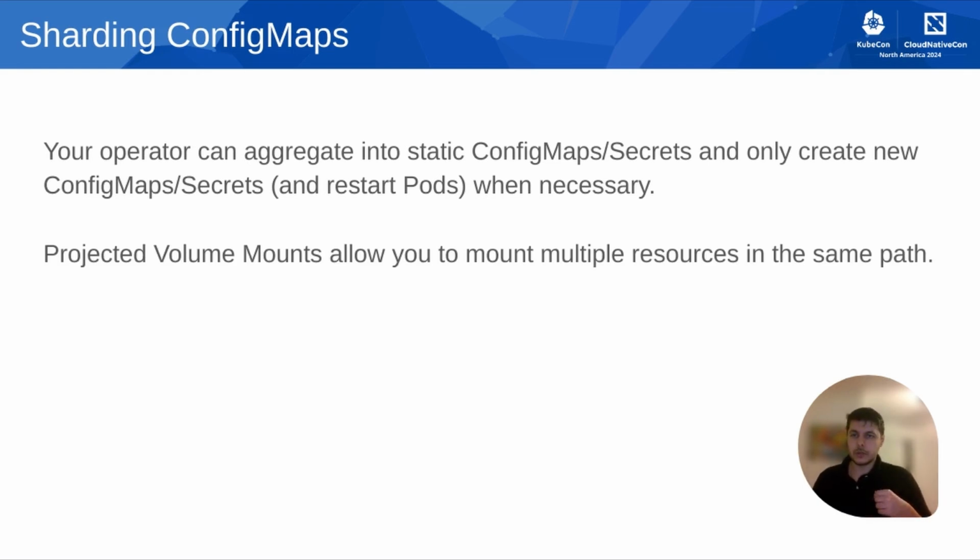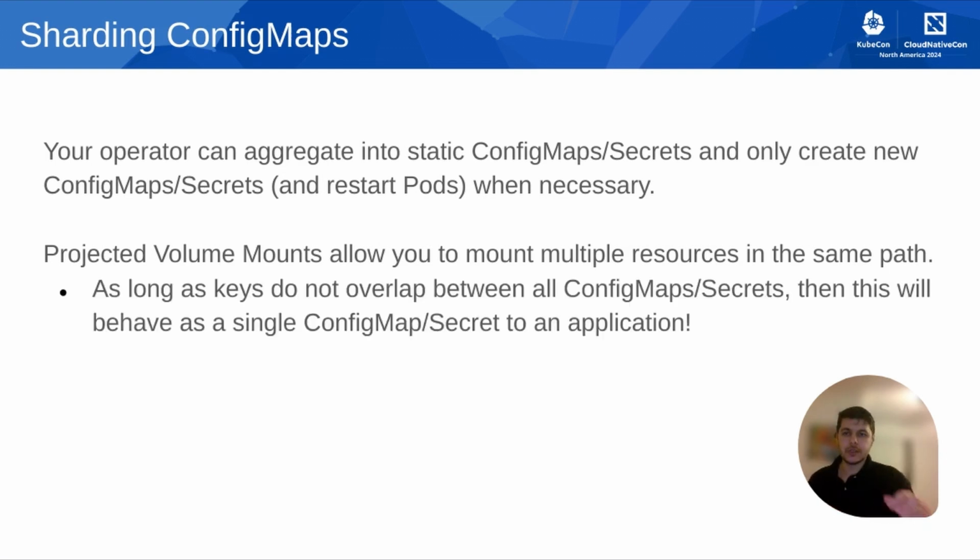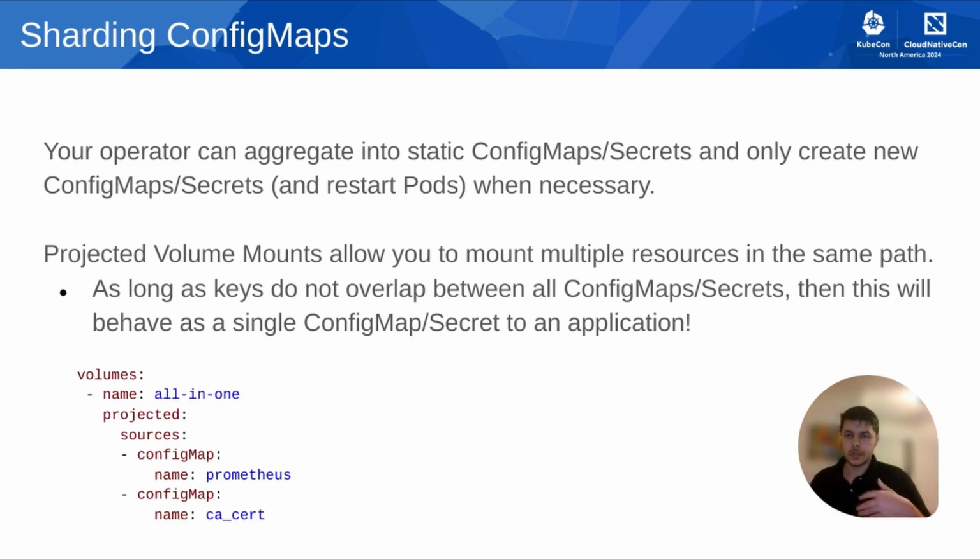The way this would work when you mount these on the pod is you would use a projected volume mount, and that would just let you mount as if you had a single config map. Even though you have two, you would sort of mount them in the same spot. So then, as long as the keys don't overlap, it'll look like it's a single config map to the application. And that's just an example of how it looks. It's a very easy API. You just tell it, okay, here are all the config maps that I want to mount at that spot.